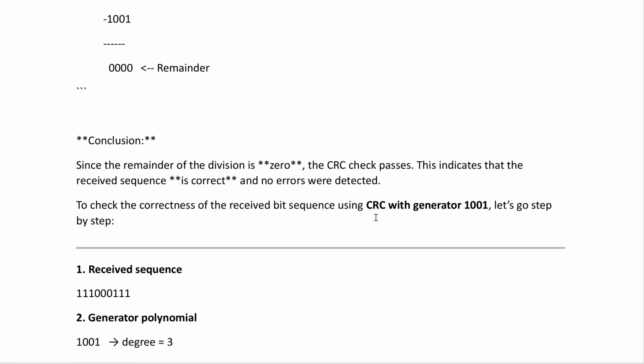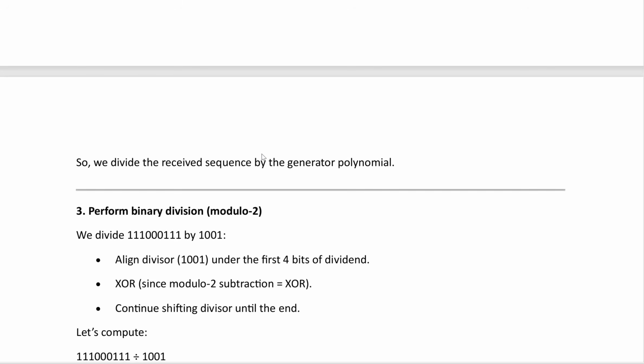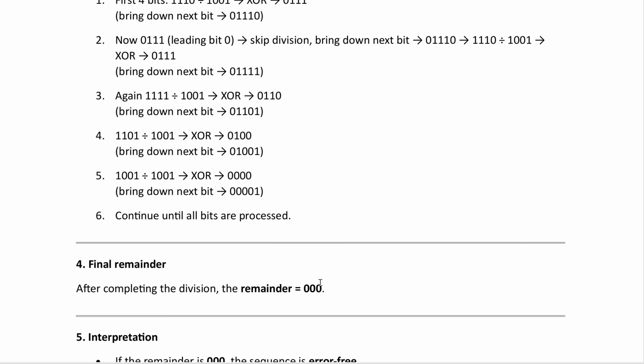To check the correctness of the received bit sequence using CRC, let us go step by step. So these are the detailed steps of division. You can do it yourself, right? The answer will remain the same. Final remainder we will get is 0. When we perform the binary division operation and replace subtraction by XOR, finally we get the remainder. These are the detailed steps of the division operation, right?